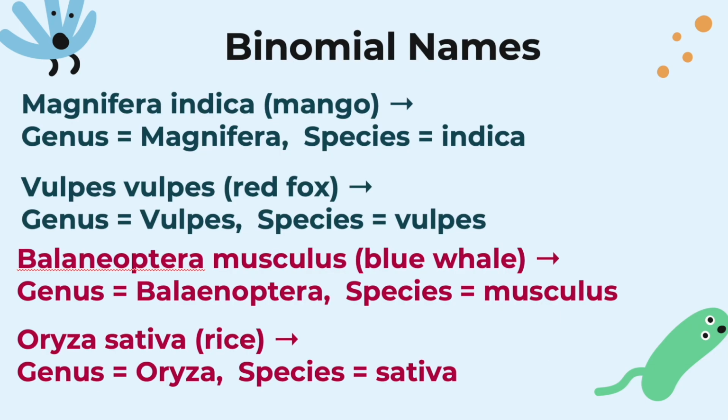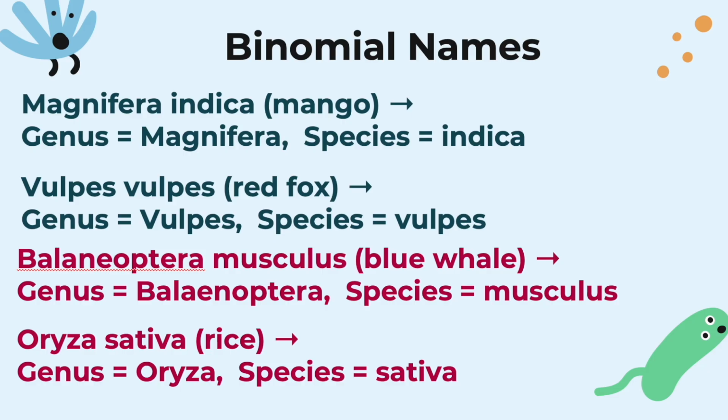Here are some examples of binomial names. Magnifera indica, which is the binomial name of mango. The initial of the first word, Magnifera, is uppercased, so it's the genus, and the initial of the second word is lowercased, so indica is the species.